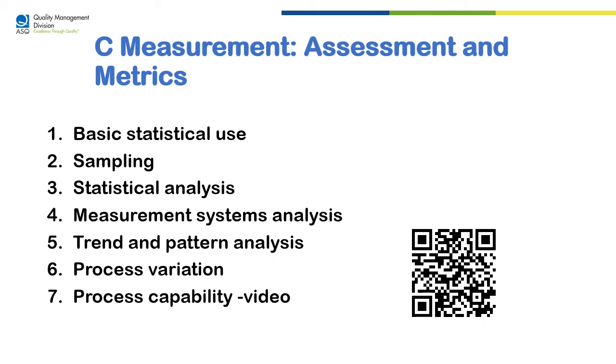Section C under Roman numeral 4 talks about measurement, assessment, and metrics. There are 7 sections here. Beginning with basic statistical use. This talks about how to use basic statistics to identify when and what and how to measure projects and processes. Various metrics and data gathering methods are covered here.